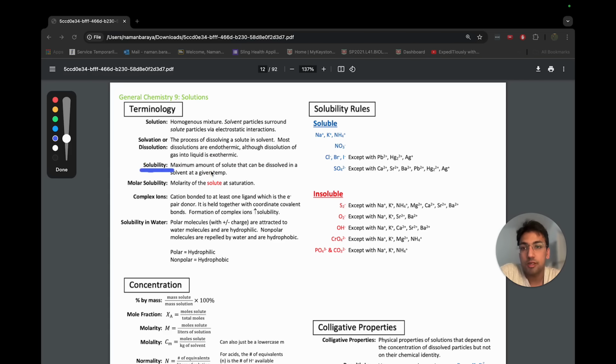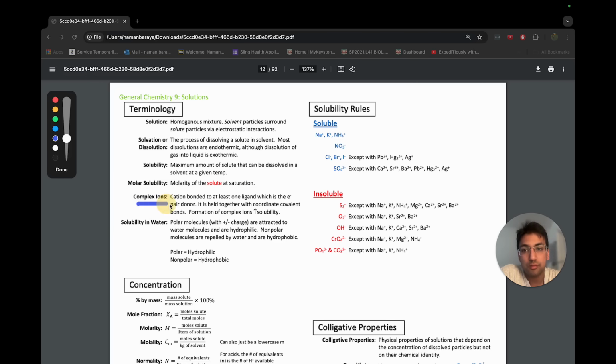Now we have solubility. Solubility is just the maximum amount of solute that you can dissolve in a solvent at a given temperature. You can imagine that if you have a cup of water, you can add salt to it and it's going to dissolve, but you can add such an excessive amount of salt that eventually you won't be able to dissolve that salt anymore. And that's what solubility is referring to. Molar solubility is just the molarity of solute at saturation. Saturation is basically like you keep adding salt until you can't add any more salt, because otherwise it's going to precipitate.